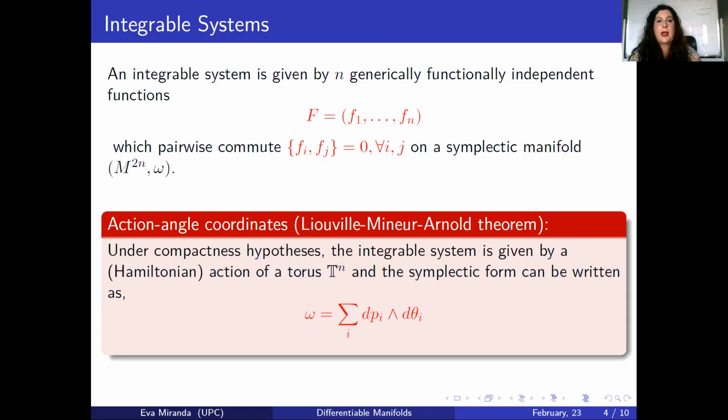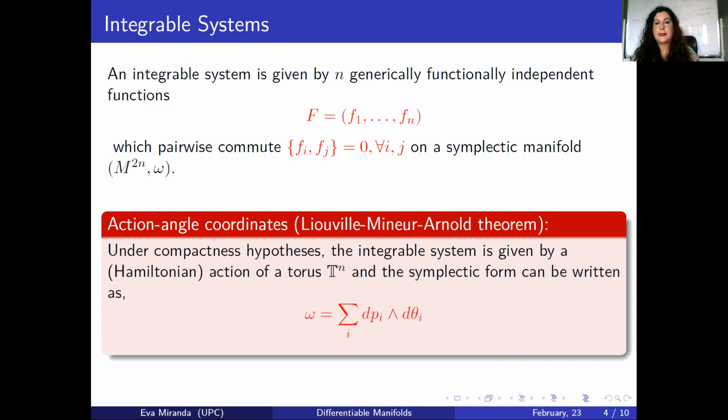So what does it mean, Hamiltonian action of the torus? It means that certain vector fields, indeed what is called the fundamental vector fields of the action, this is something I'm going to recall in the next video, are Hamiltonian vector fields, okay? And that the symplectic form can be written in this particular way. So what's interesting about this, that here we have some coordinates that are the p's are the actions and the thetas are the angles, okay?